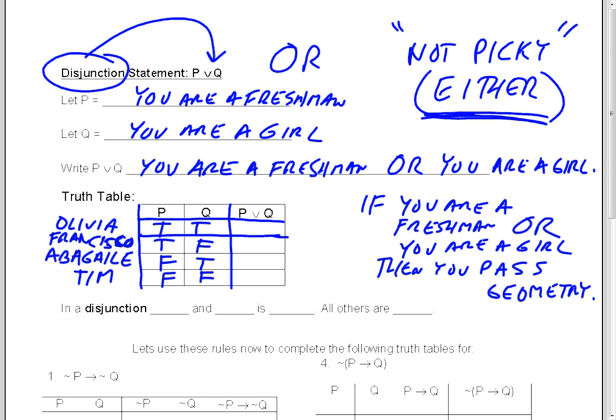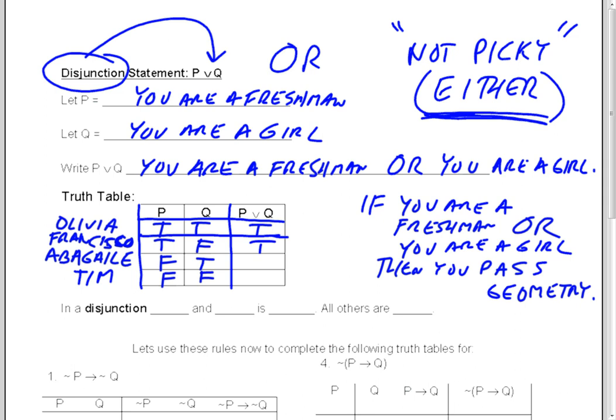Or, does Olivia pass the course? Yes. She's got both, and that's great. That's overkill. 101%. Francisco, do you pass? Barely. He's a freshman. That's enough.